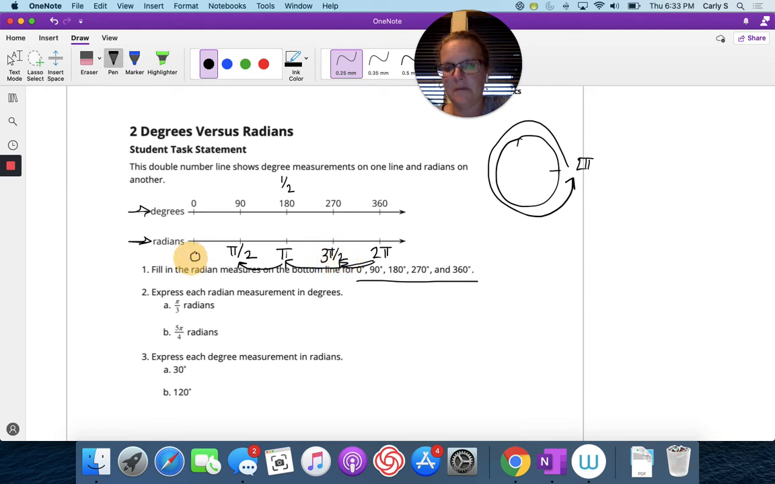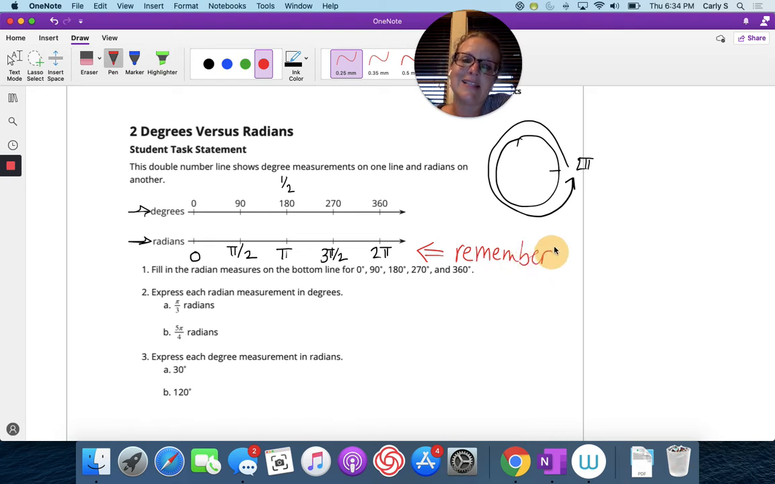And 0. So if I erase all the gunk that I don't want to see anymore, these are the things that we have to remember. We have to remember them for our geometry class, and especially for classes we take after geometry, because it's very helpful to remember the radians and how they relate to the degrees, especially in what we call a unit circle.